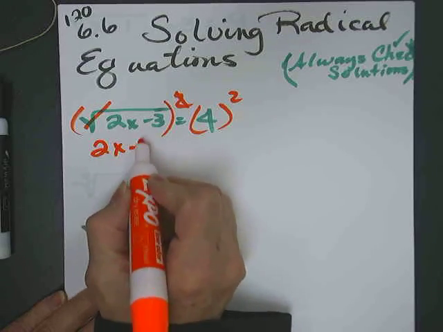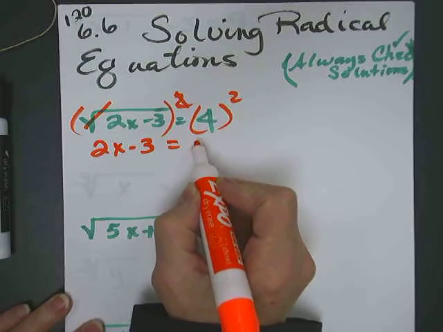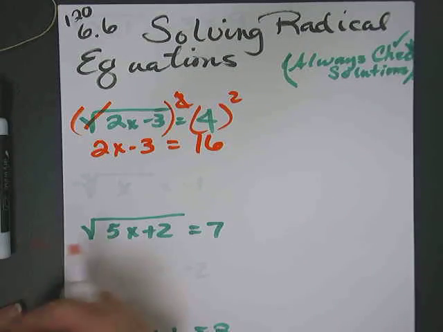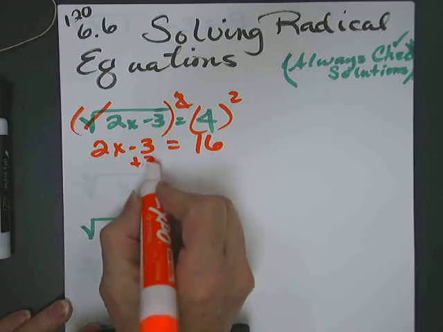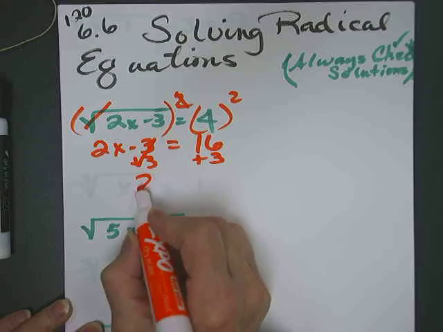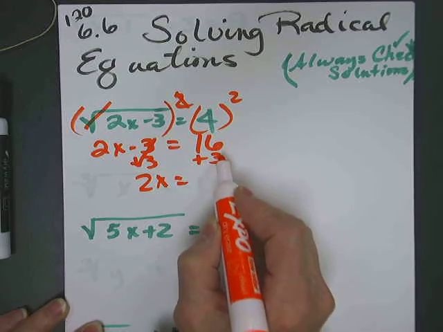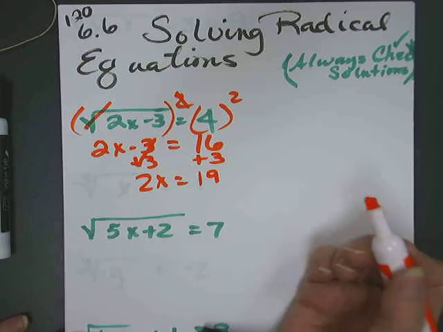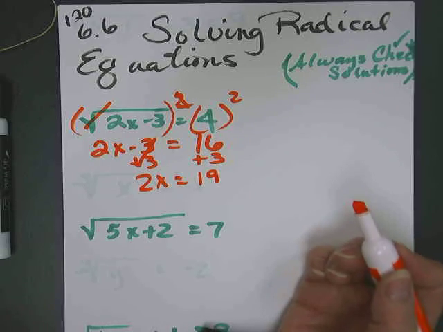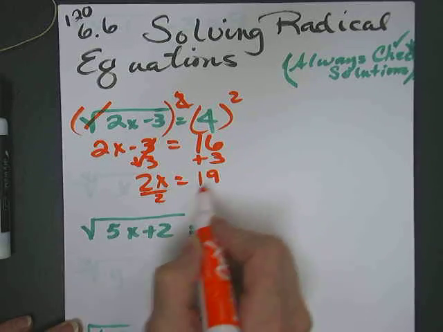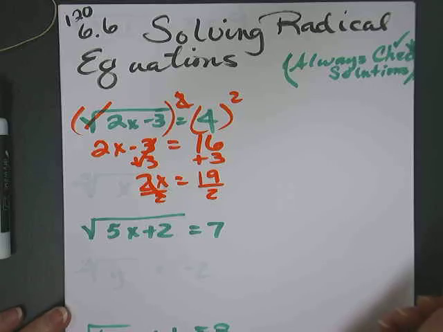So this is just 2x minus 3. 4 squared is 16. This is all for x. Add 3. 16 plus 3 is 19. And it doesn't always come out perfect, okay? 19 halves.